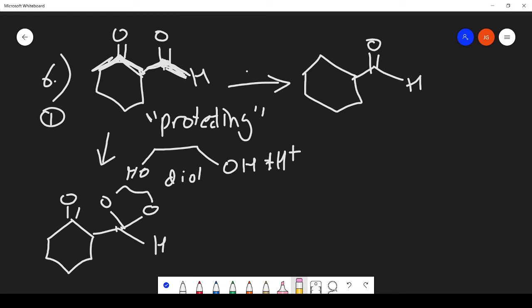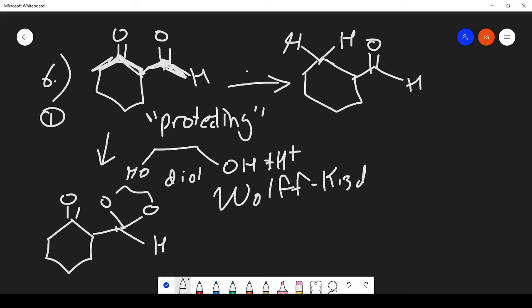So now we want to think, well, what reagent can we use that will turn this ketone into essentially hydrogens, because that's what this is. And this is a very useful reaction. It's called the Wolff-Kishner reaction. Okay, and I'm not going to draw the arrow pushing for this. You can look it up if you're interested.